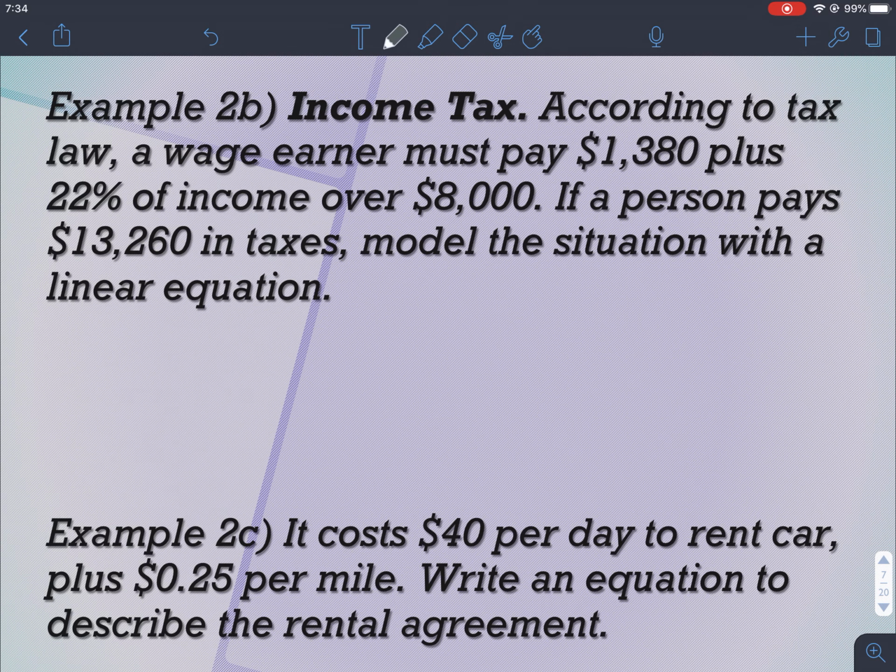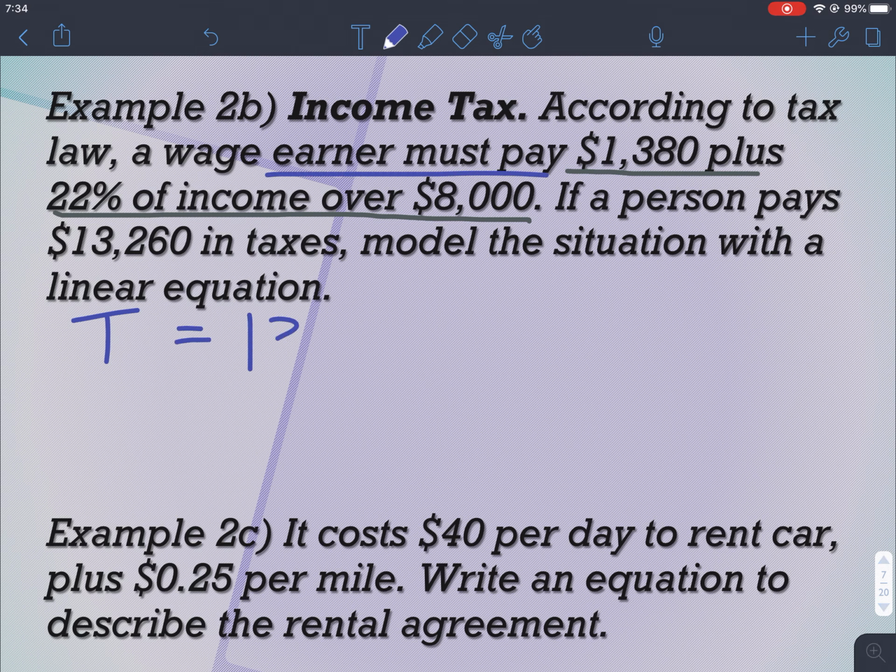Another example, income tax. According to some tax laws, suppose that a wage earner must pay $1,380 plus 22% of income over $8,000. Now, this is a sort of a complex sentence, so we have to be able to break this down and write it as an equation. The taxes a wage earner pays is equal to, so that's must pay, a flat rate of $1,380 plus.